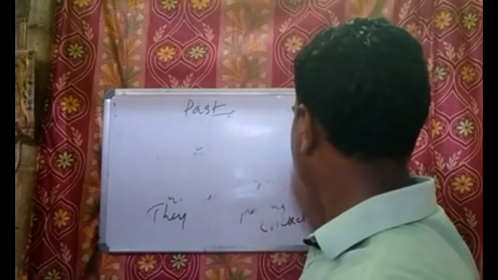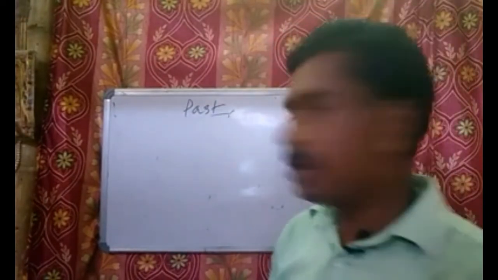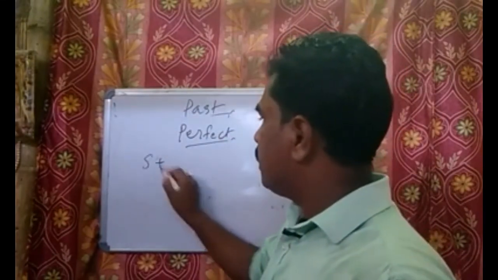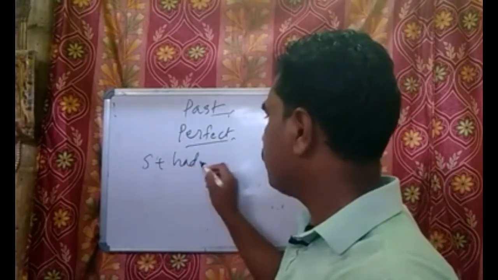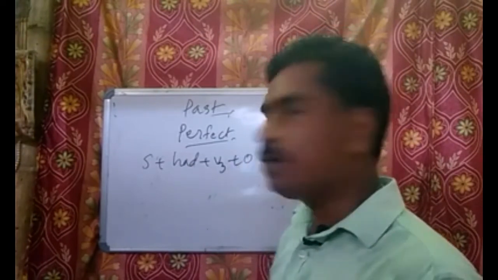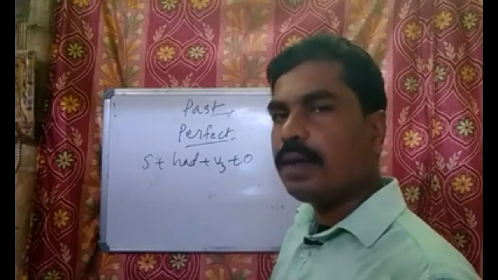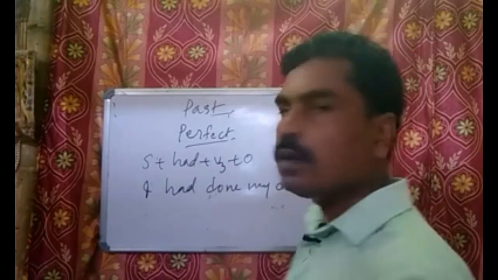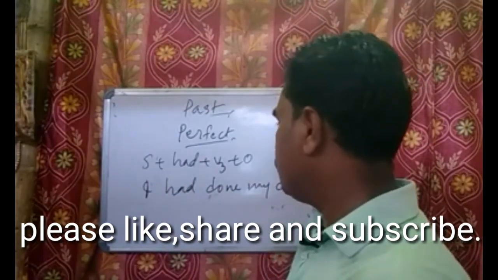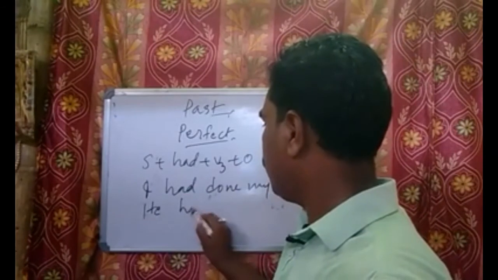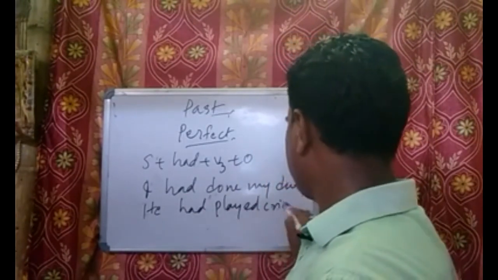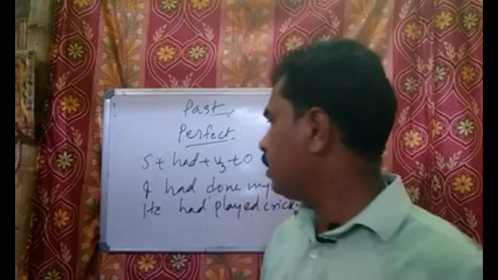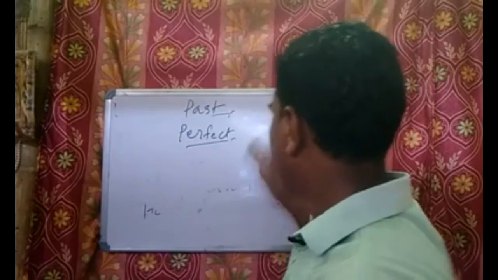Then let us move to the next form, that is past perfect. Perfect form, like present perfect, the problem is less here. The structure is subject plus had. We don't have the problem of has or have here. Subject plus had plus verb 3 plus object, but you have to use the third form of the verb. Remember to use had with the subject. I had done my duty. It means in the past, the action started at a time in the past and got completed in the past. I had done my duty. He had played cricket. Okay, they had gone for a picnic. So like that you can easily identify a sentence in past perfect form.